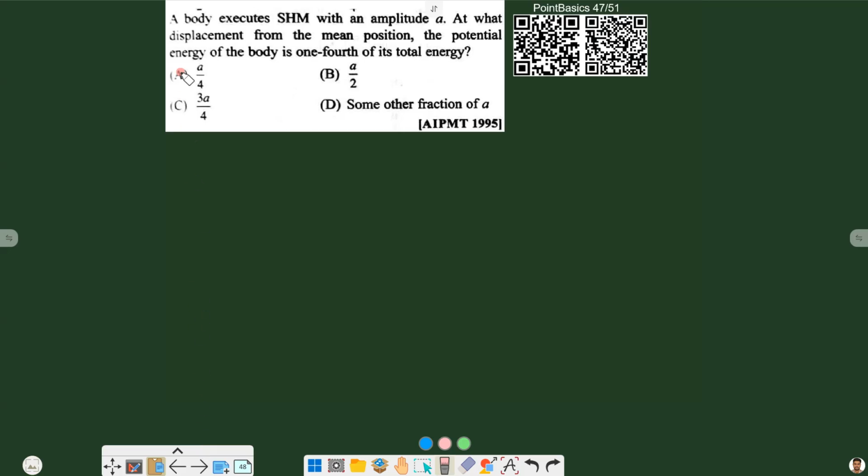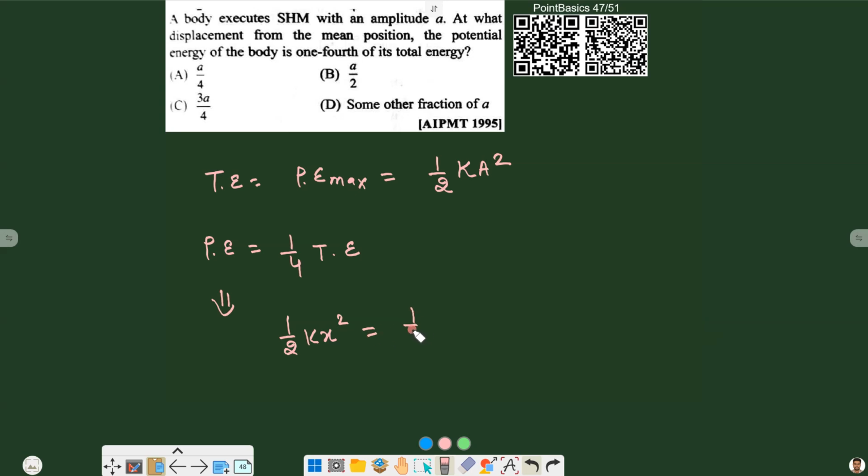Next question. A body executes SHM with amplitude A. At what displacement from the mean position is the potential energy of the body 1/4 of the total energy? So again, total energy of the body is equal to maximum potential energy, and that is equal to half k a square, and now given is that potential energy is 1/4 of total energy. So the potential energy of the body, by the basic formula, is half k x square, equal to 1 by 4th of total energy, that is 1 by 2 k a square. So half k gets cancelled, and from this x is equal to plus minus a by 2, so option B is the right answer. Next question.